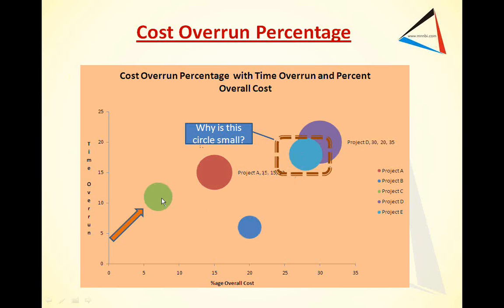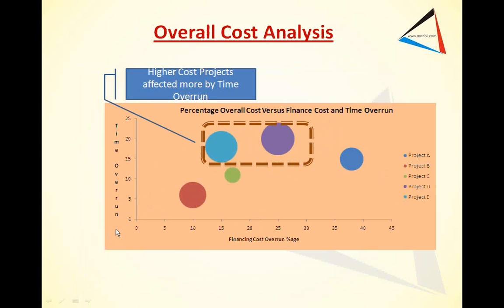Now we are looking at percentage cost overrun based on the time overrun. Intuitively, this mark shows that as the time overrun increases, your cost overrun percentage should also increase. But here we see the circle is smaller. This is for project T. So now we need to understand why this is so. But we also come to know that project A and project D are the critical ones in terms of cost overrun.